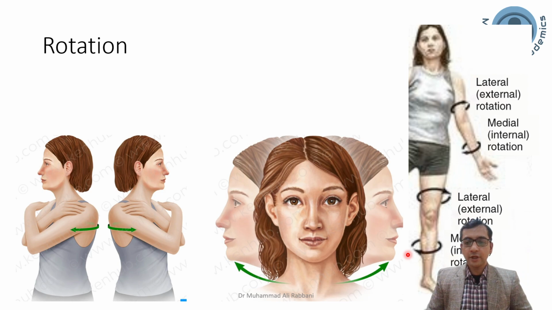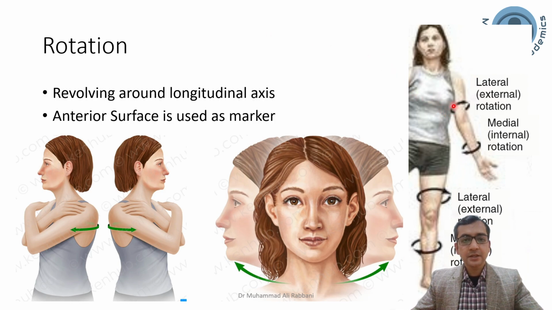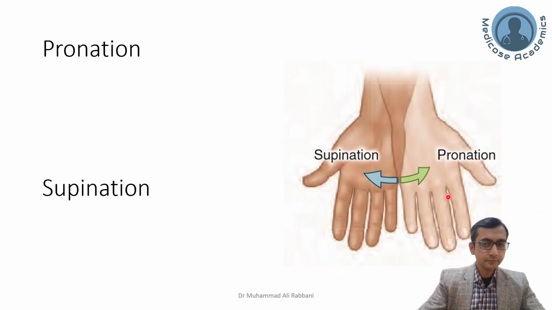The same you can do with your hip joint. So the key is to look at the anterior surface. If the anterior surface is going outwards, this is lateral rotation, external rotation. If the anterior surface is going inside, that is medial rotation or internal rotation. That will be true for the upper limb and the lower limb.